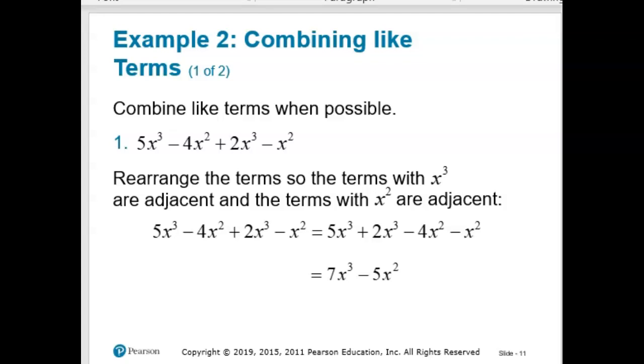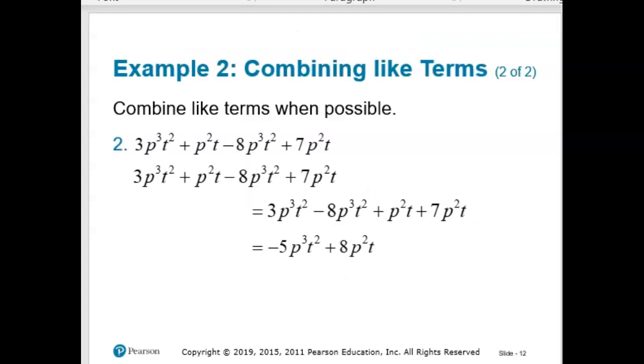So we have 5x cubed and a 2x cubed. So we add the 5 and the 2 to make sure we have 7x cubed. We have a negative 4x squared and a negative 1x squared. Even though there is not a visible 1 in front of the x squared, it is implied. So we have a negative 4 and a negative 1, or a negative 5x squared.